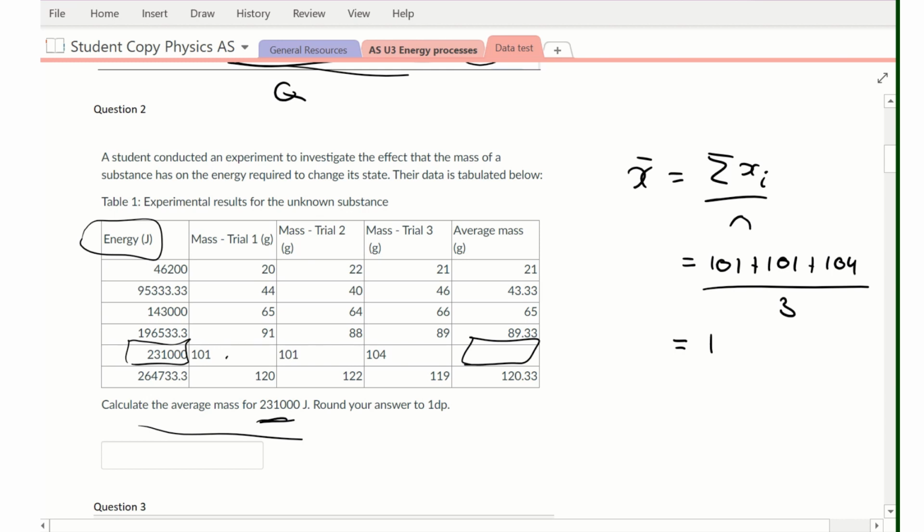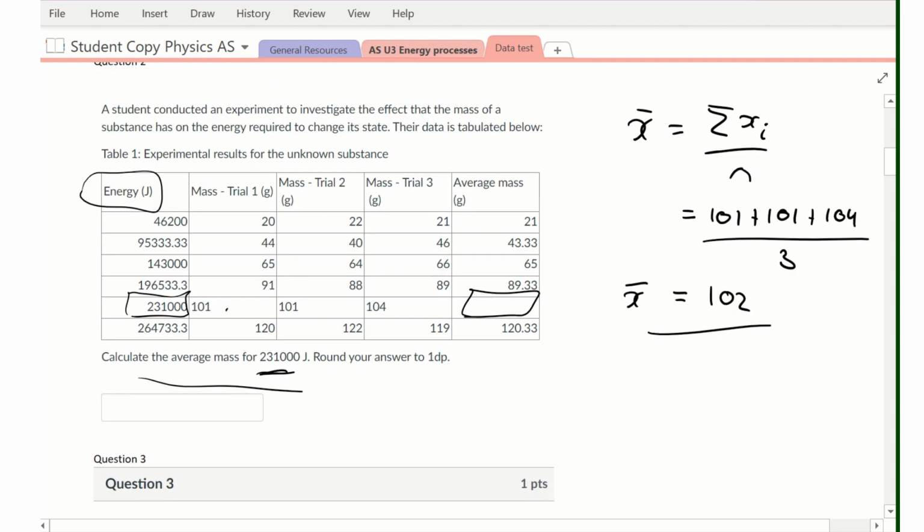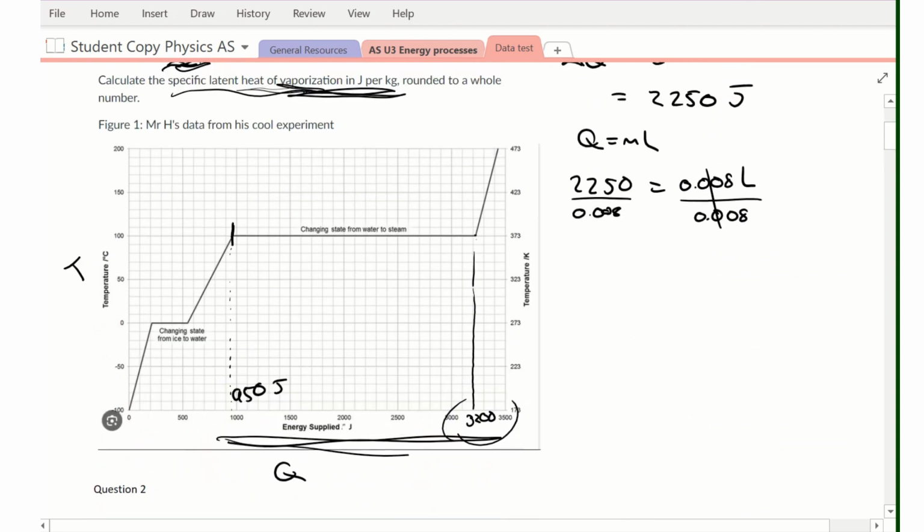This is off screen, by the way, you can't see me adding these up. 101 plus 101 plus 104. Divide that by 3, our answer is 102. Okay, so that's our average. So that's the answer right there. 102 would go into the answer box.